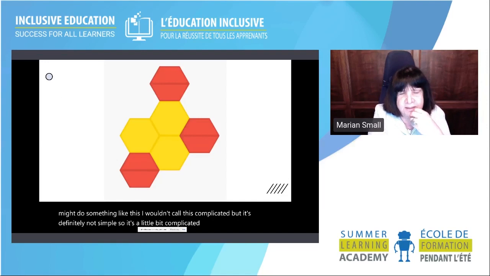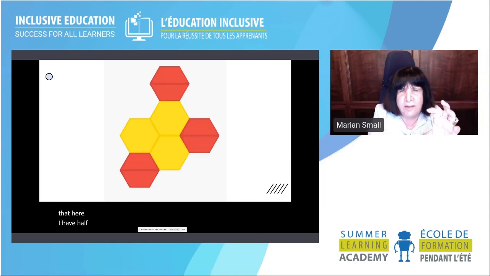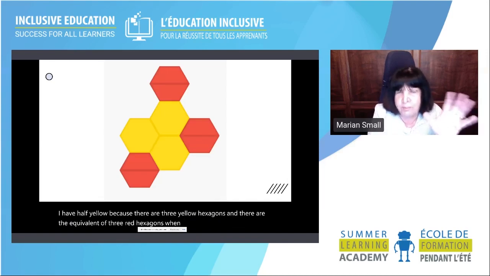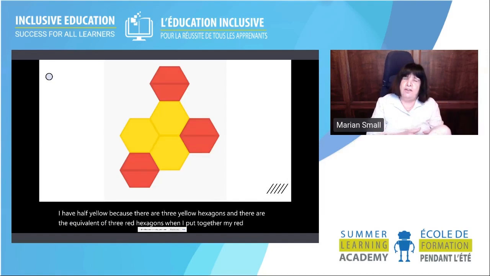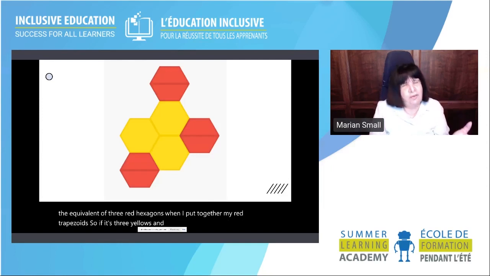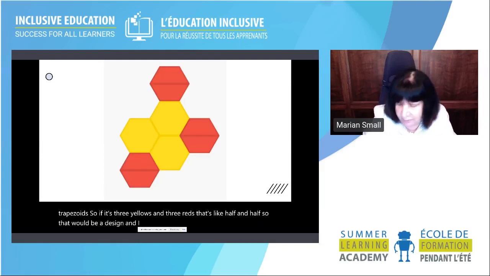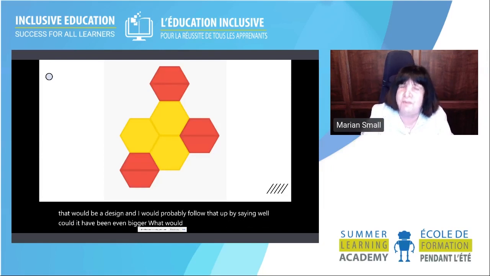So a kid might decide that here I have half yellow because there are 3 yellow hexagons and there are the equivalent of 3 red hexagons when I put together my red trapezoids. So if it's 3 yellows and 3 reds, that's like half and half. So that would be a design. And I would probably follow that up by saying, well, could it have been even bigger? What would it look like if it was even bigger, guys?